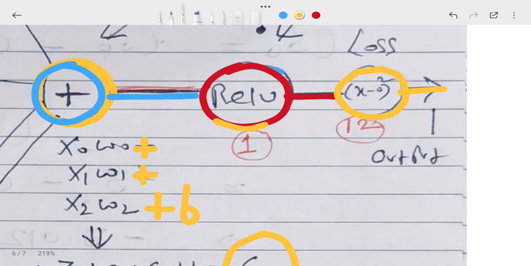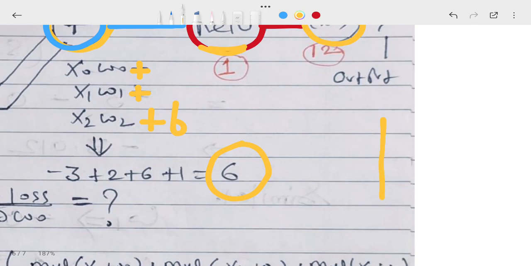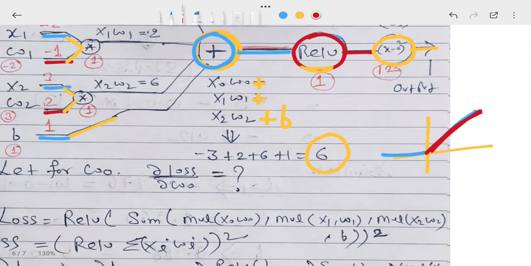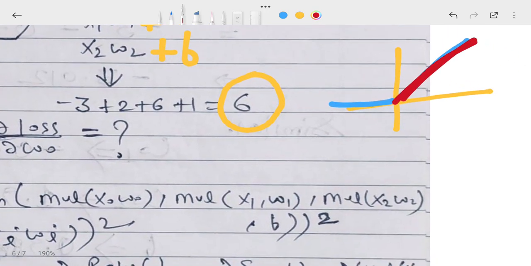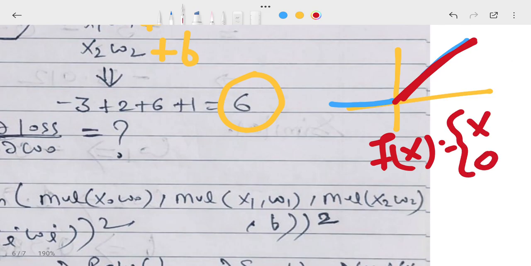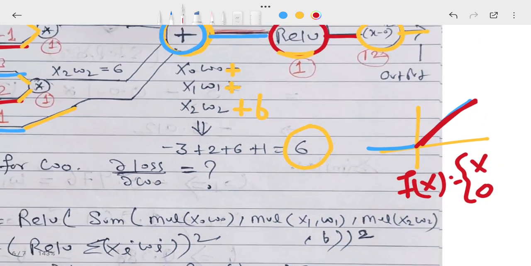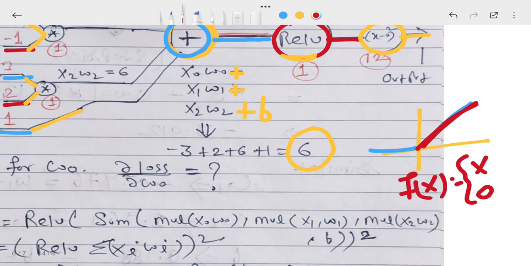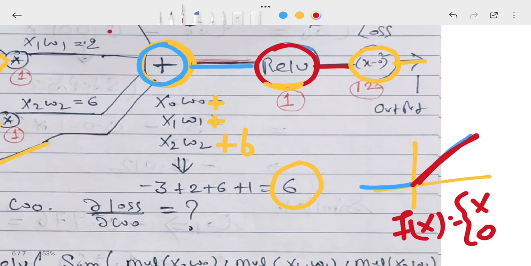Now we have used ReLU. What is the meaning of ReLU? If the value is less than 0, then the output is 0, otherwise it is the max. So ReLU means f of x is equal to x or 0, depending on the condition: if x is greater than 0, then x, otherwise 0. Here the value is 6, so it will be the same value.